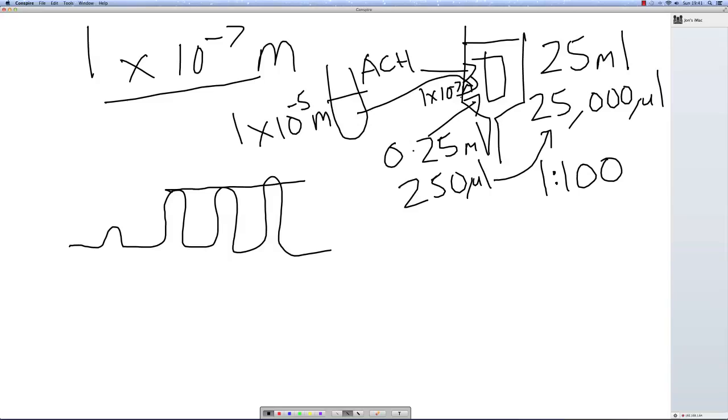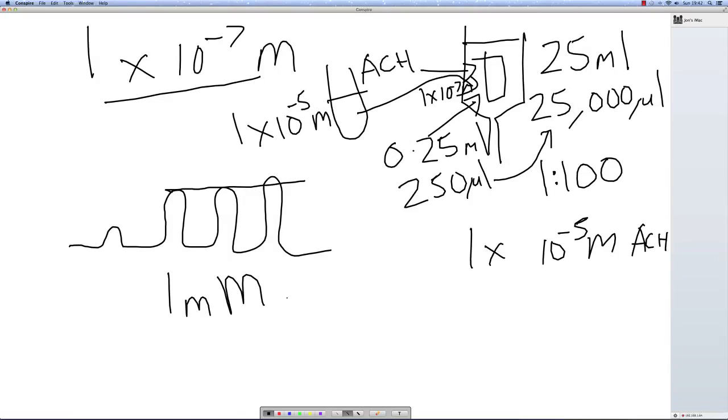You need to understand the dilution factors here. This practical is based all around this sort of basic mathematics. If you get this bit right, then the practical will work and there will not be a problem. Okay, so what you need for part 1 is 1 times 10 to the minus 5 molar ACH. And what do we actually give you? Your stock is 1 millimolar. 1 millimolar is 1 times 10 to the minus 3 molar.